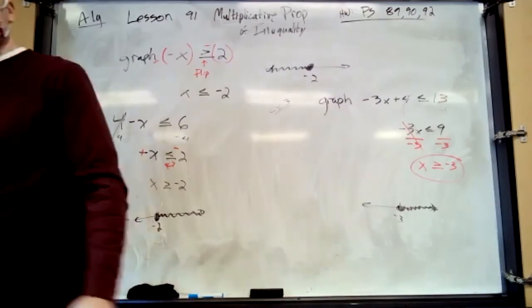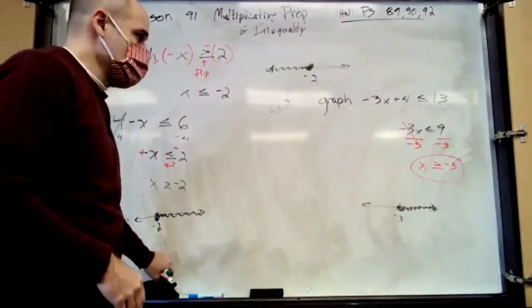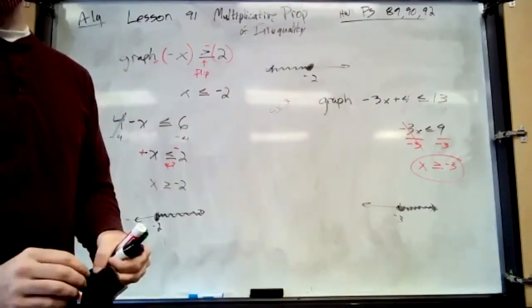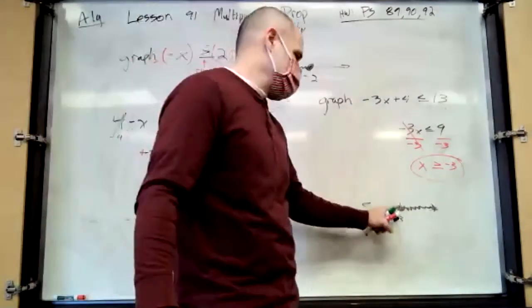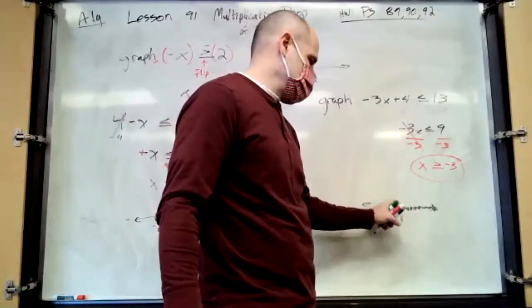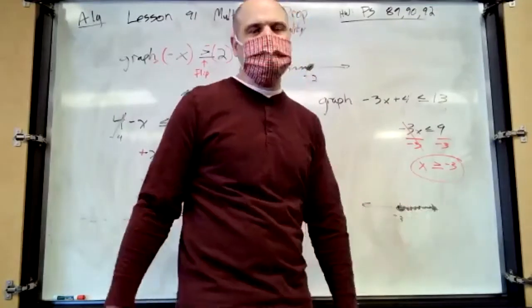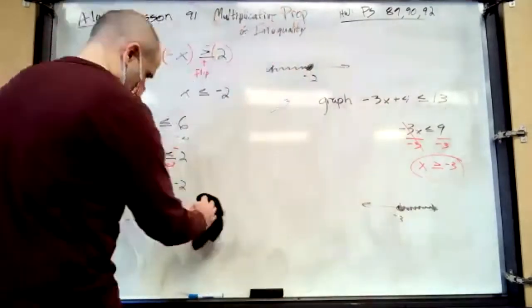Wait, so if it gives you a domain, like say it gives you an integer domain, do you have to draw the dots? Yeah, if it was integers, you'd have to go -3, -2, -1, and then just dot, dot, dot.